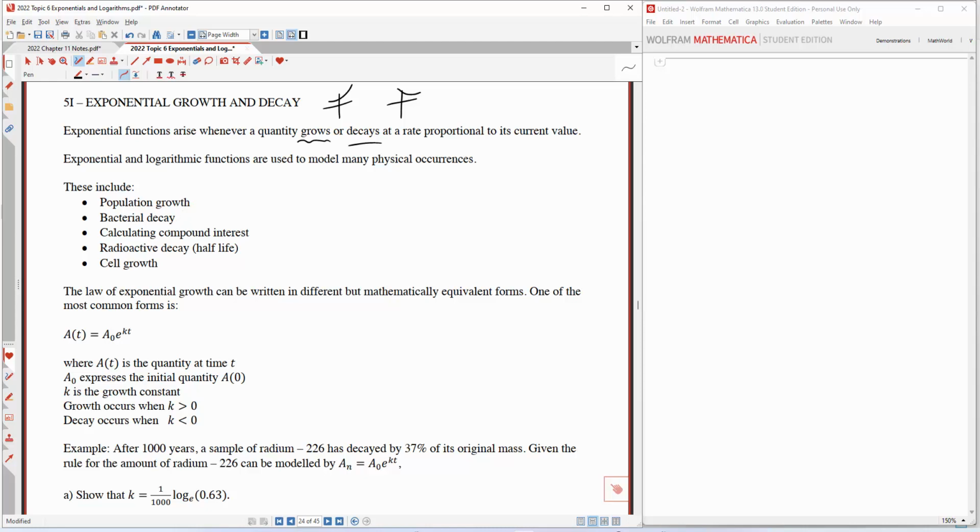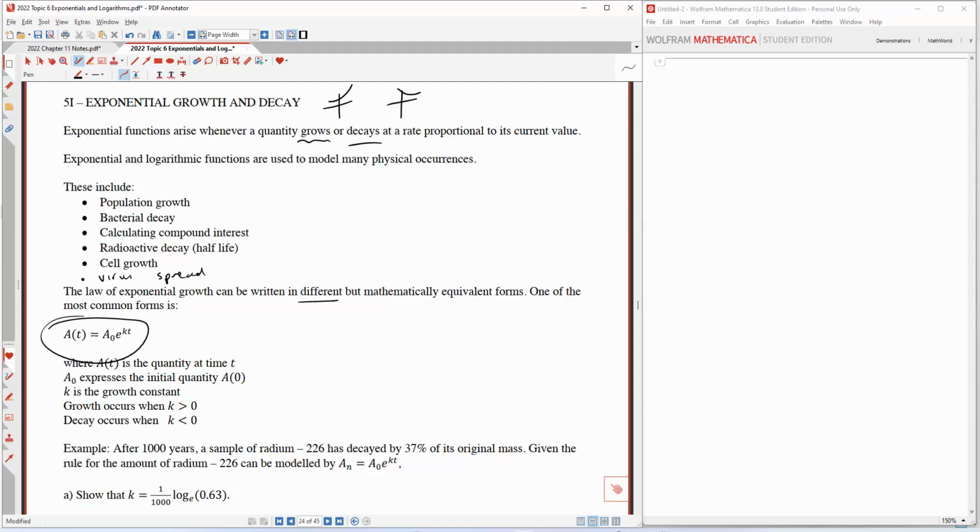Bacterial decay, calculating compound interest, radioactive decay or half-life, cell growth, and, more topically, virus spread are all exponential growth or decay. And the law of exponential growth can be written in many different ways, but one of the most common ways is to write it like this.